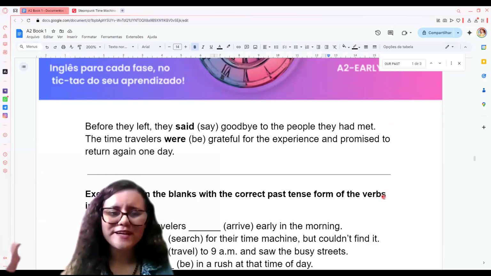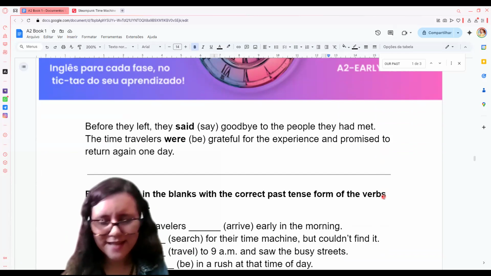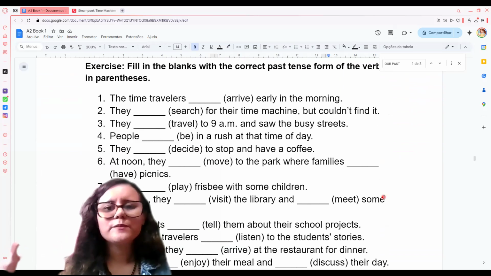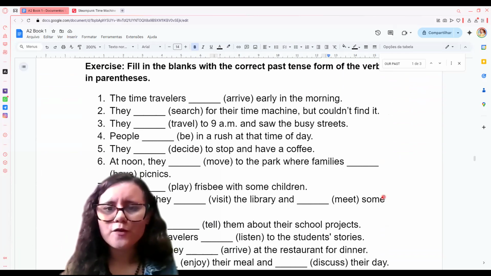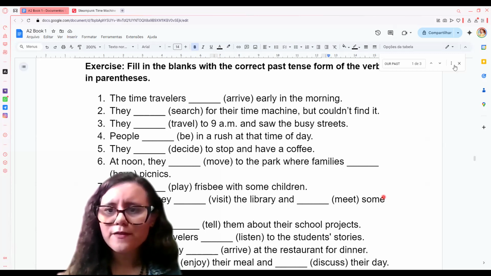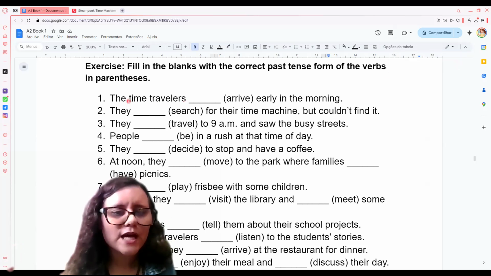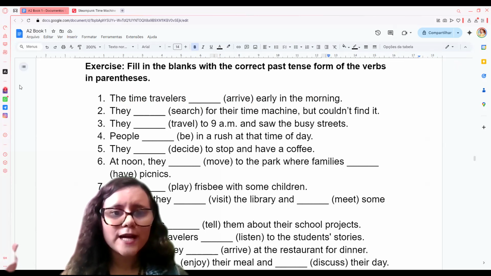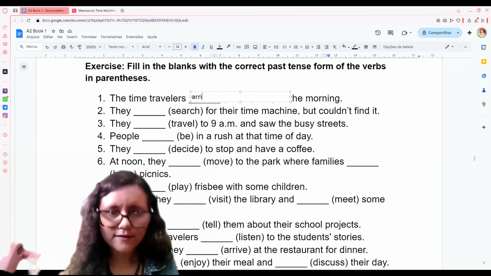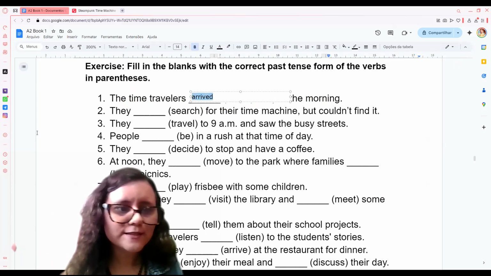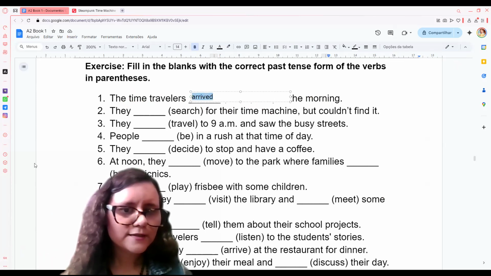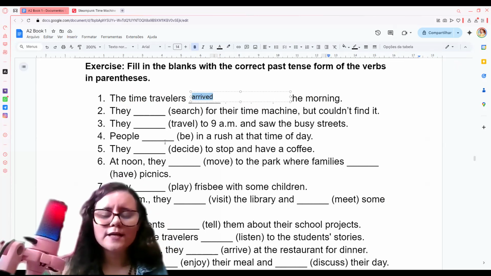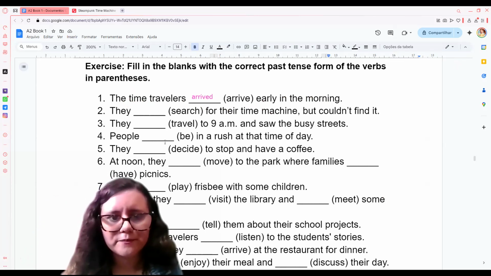That's our story, and you have an exercise now. Fill in the blanks with the correct past tense form of the verb in parentheses. Let's go. The time travelers arrive is the verb early in the morning. Arrive is a regular verb, so the past is arrived. Well done. So the time travelers arrived early in the morning.